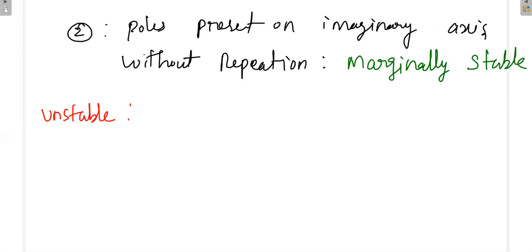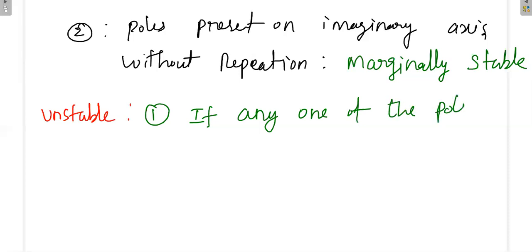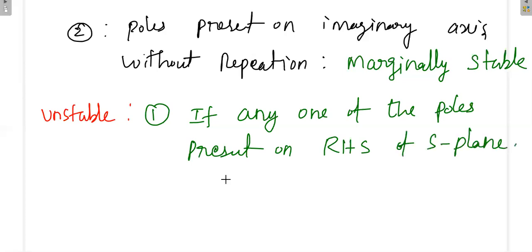The first condition is, if any one of the poles is present on the RHS, right hand side of the S plane, then the system is unstable. That means if there are three poles, two on the left side and one on the right side, then also the system is unstable. And also if there are three poles and all the poles are on the right half of the S plane, then also the system is unstable.